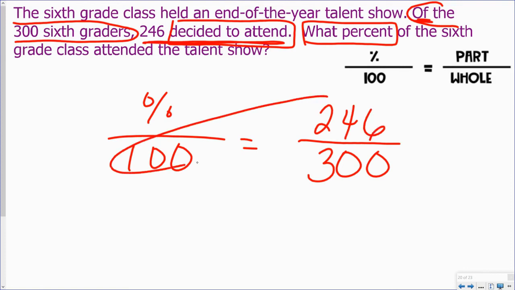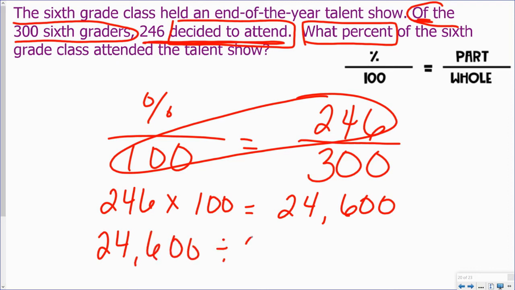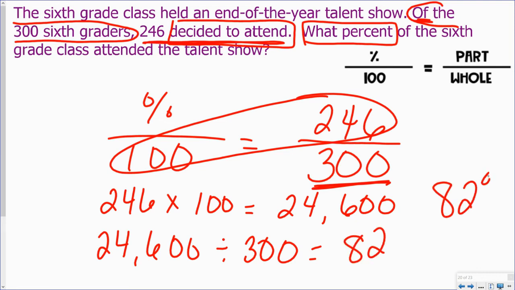And again, I would cross multiply. So I'd have 246 multiplied by 100. That gives me 24,600. Take my 24,600 and I divide that by my 300, which is what I have here. And that gives me a total of 82. So my answer would be 82% of the sixth grade class attended the talent show.